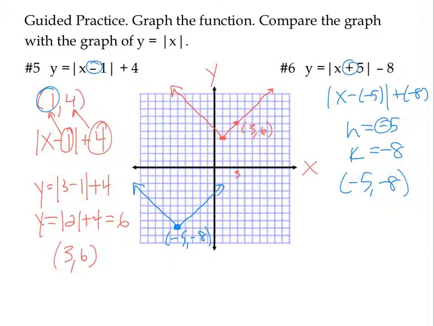And we saw in this graph here, the first one, again, our vertex is at 1 comma 4. So identify the vertex, okay? Number 5 is shifted to the right 1 and up 4. Number 6 is shifted to the left 5 and down 8. We find that vertex and then just draw in the rest of that V-shaped absolute value graph.